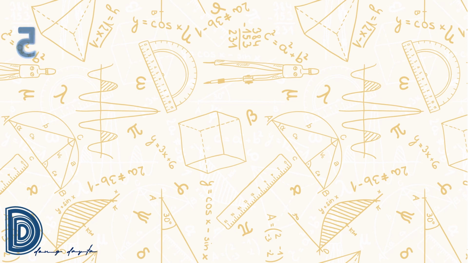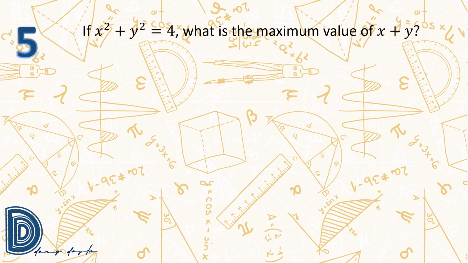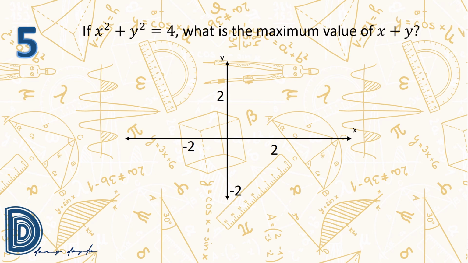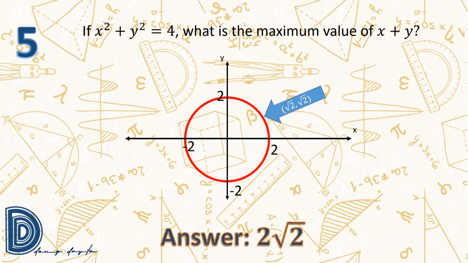Next, question number 5. If x squared plus y squared equals 4, what is the maximum value of x plus y? We know that x squared plus y squared equals 4 is an equation of a circle with center at the origin. So if we look at the graph of the circle plotted on a rectangular coordinate system, the radius will be 2, so it will pass through the points (2, 0), (0, -2), (-2, 0), and (0, 2). Therefore, the point (x, y) has the maximum value at (square root of 2, square root of 2). Therefore, the maximum value of x plus y is 2 square root of 2.